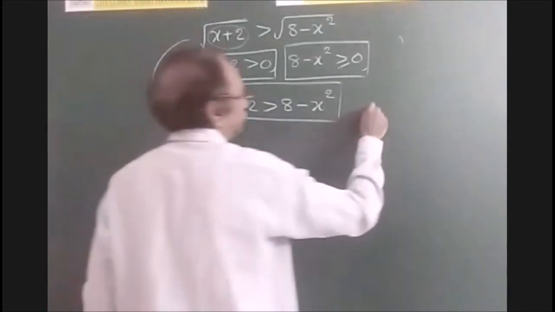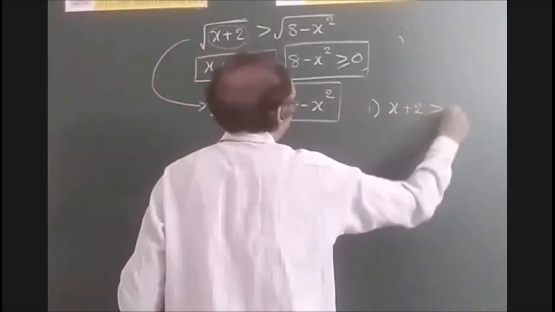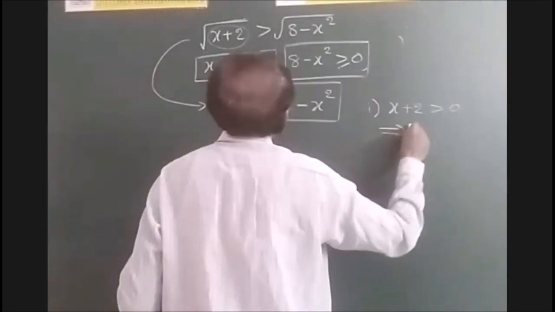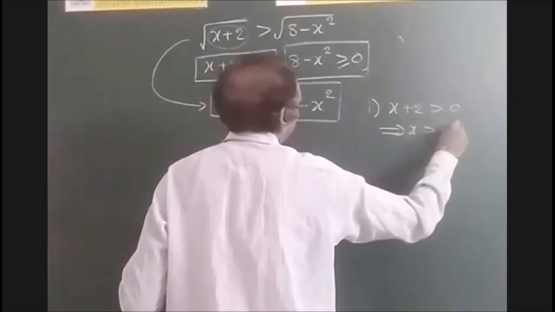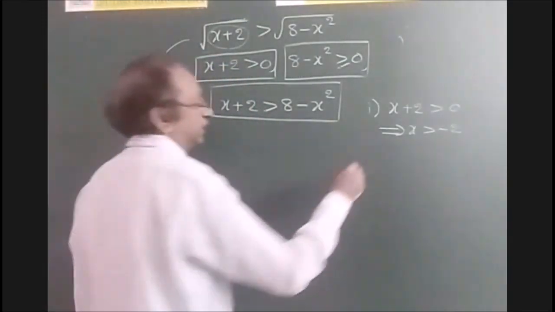So first one. What is the first one? x plus 2 greater than 0. That is very simple. x greater than minus 2. So keep it like that. Second one.